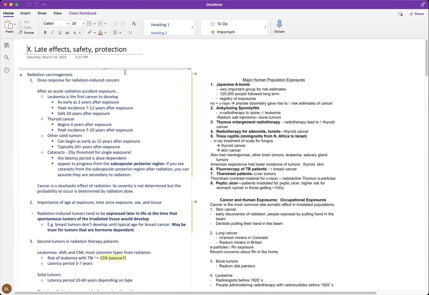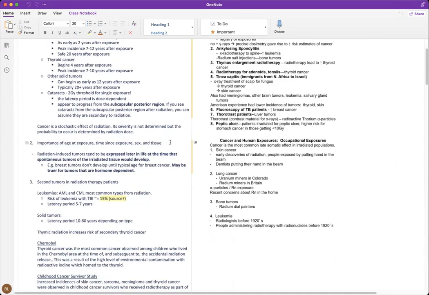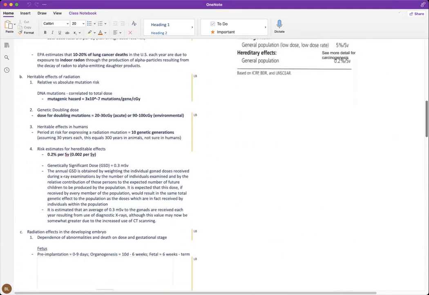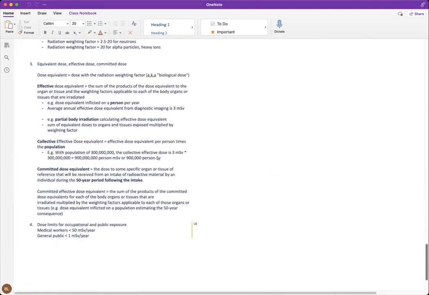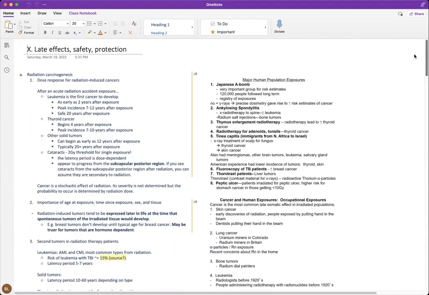Okay, so late effects, safety, and protection. This section is kind of short. It has some high yield things in it. So radiation carcinogenesis, dose response for radiation-induced cancer. After an acute radiation accident exposure, leukemia is the first kind of cancer to develop, can happen as early as 2 years after exposure. Peak incidence is 7 to 12 years, and it's safe 20 years after exposure.